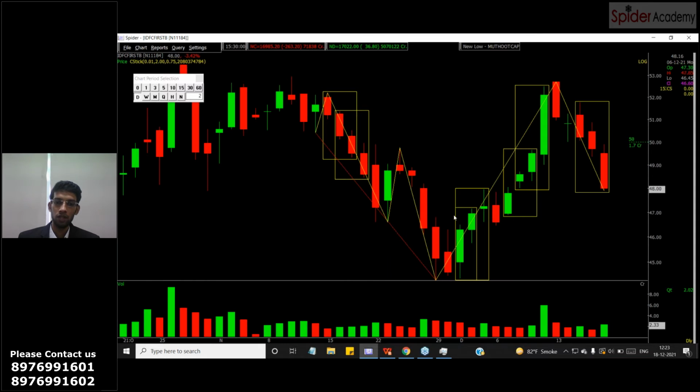So you can see this is the 9th, 12. This is the pattern: 1, 2, and 3. Once this high breaks, you can see a good rally. It's three consecutive green candles with a good green body. This will help you find a trend. So this is a bullish pattern.